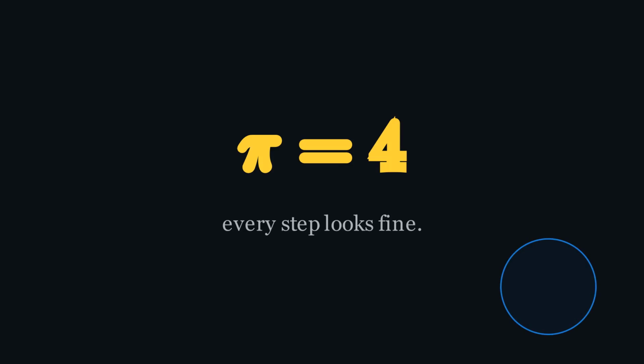It all looks airtight. So here's what I want from you. Watch the screen, not me, and try to catch the exact second it goes wrong, because it does go wrong. Pi is not 4, it's about 3.14. You've known that since school. But knowing the answer is different from knowing where the argument breaks.